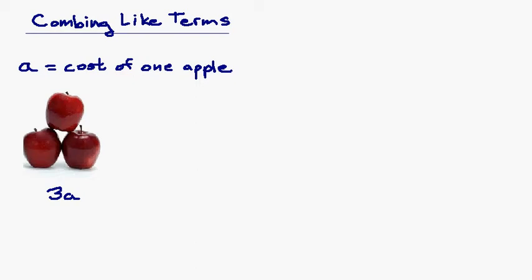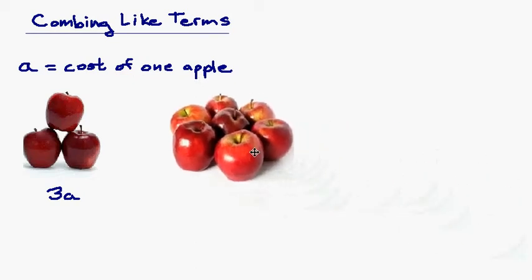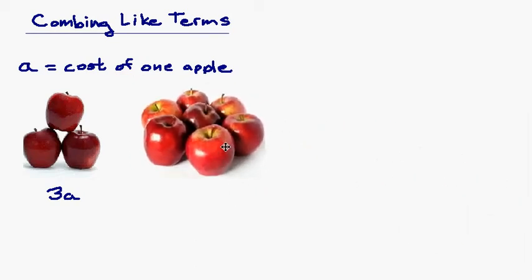Alright, let's go ahead and bring in some more apples. Okay, so how many apples do we have there? 1, 2, 3, 4, 5, 6, 7. So how much would those apples cost? Each apple costs A, so those apples would cost 7 times A, 7 times the cost of 1 apple.